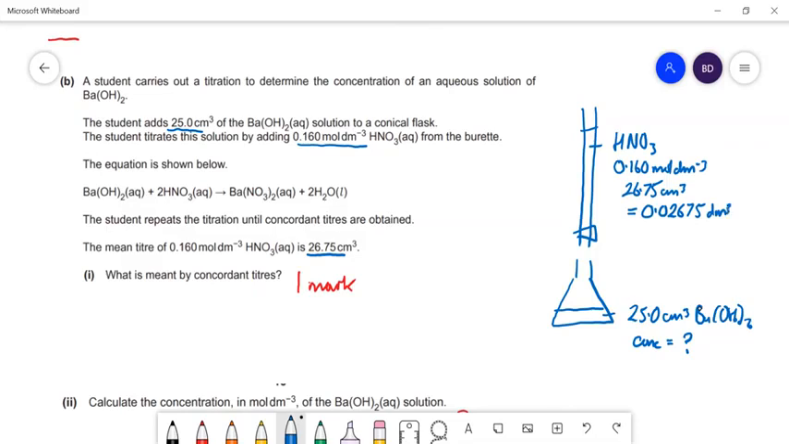Okay, this question here is what is meant by, they keep doing it till you get concordant titres. What do we mean by concordant titres? Well, it's titres which agree with each other to within, so they are within the usual stipulation is they're within 0.1 centimeter cubed of each other.